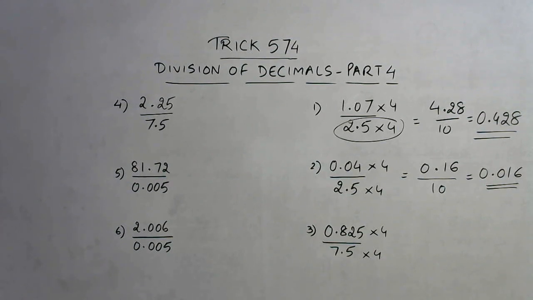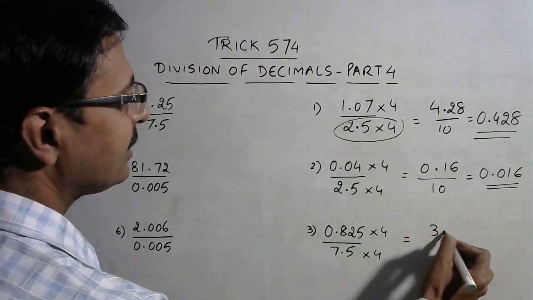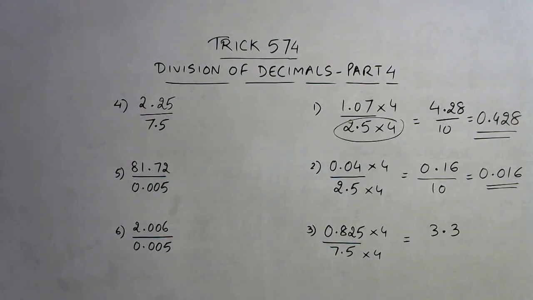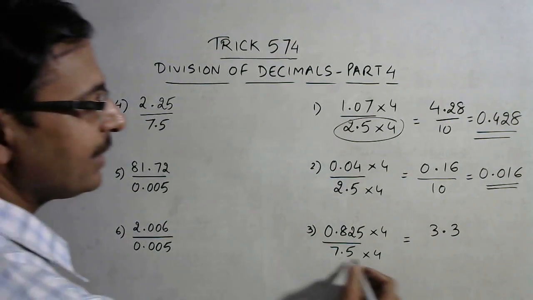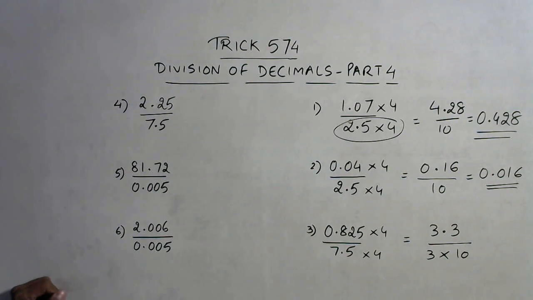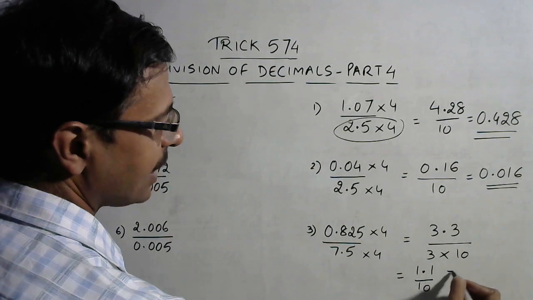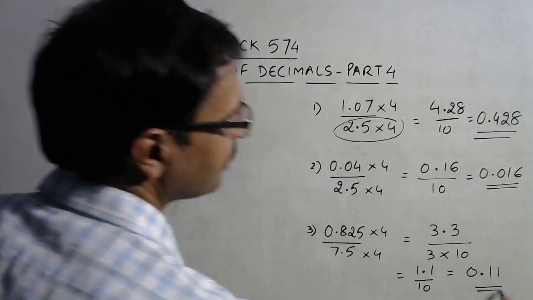0.825. What will you get on doubling 825? It is 1650. So 1.65 and further 1.65 doubles to 3.3. See, I have doubled 0.825 mentally 2 times. And now in the denominator we have a 3 and a 10. Now division by 3, 3.3 by 3 is 1.1. So 1.1 by 10, answer is 0.11.